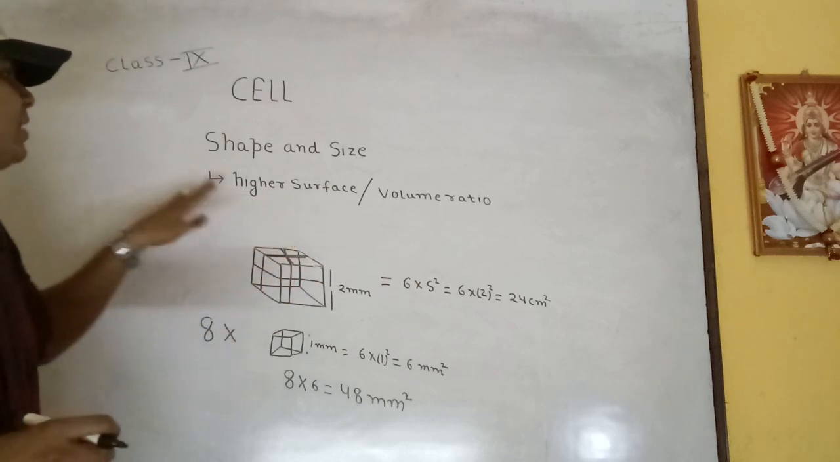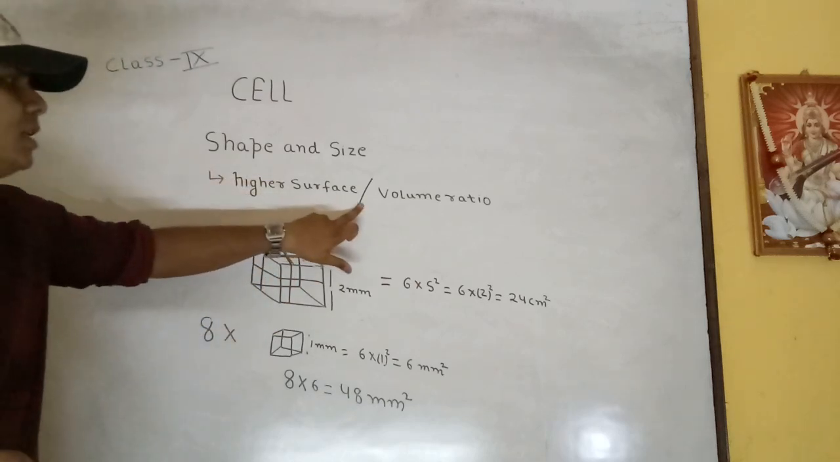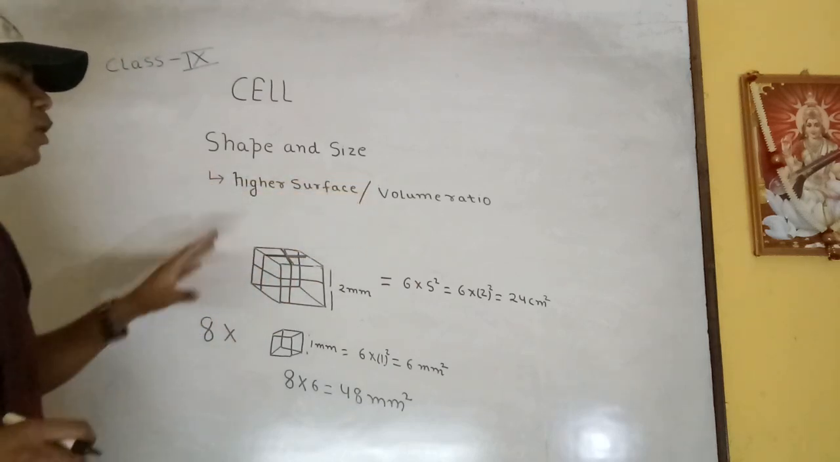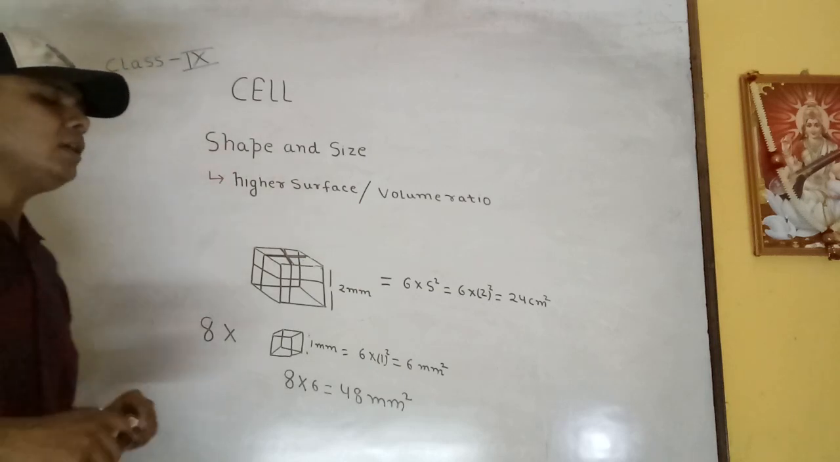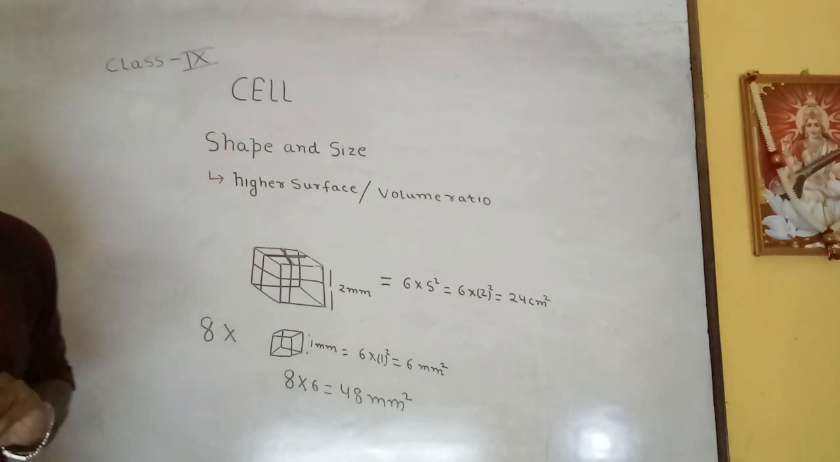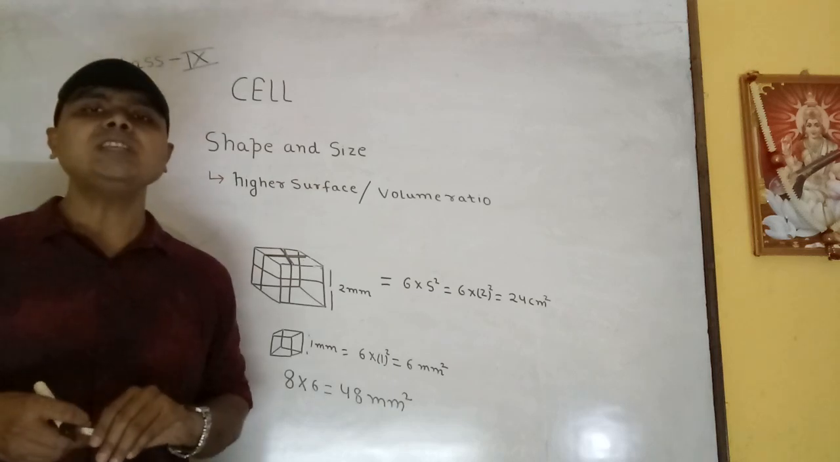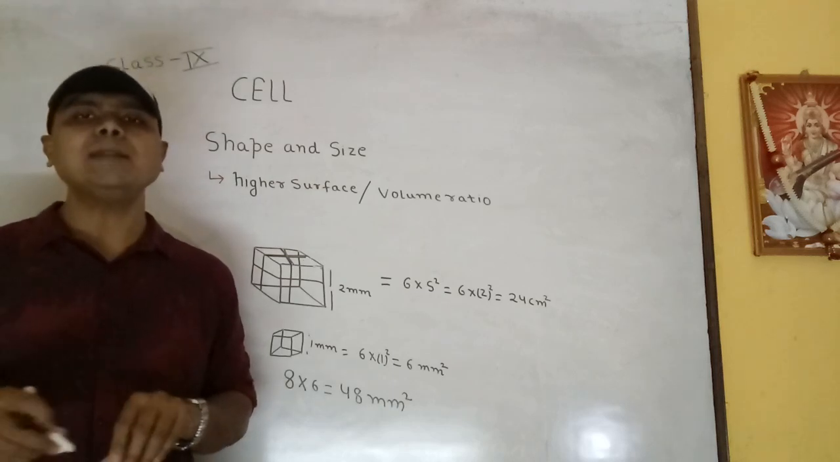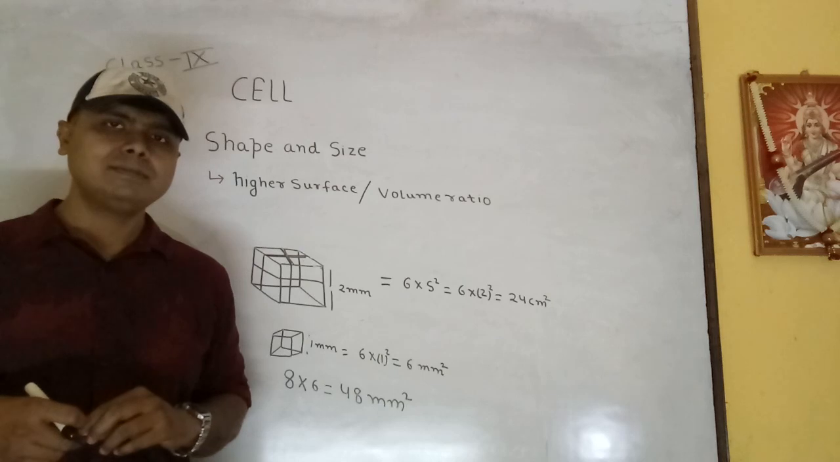So cells have a higher surface area to volume ratio because of their smaller size, and the smaller size ensures higher surface area through which more amount of substances can move in and out of the cell.